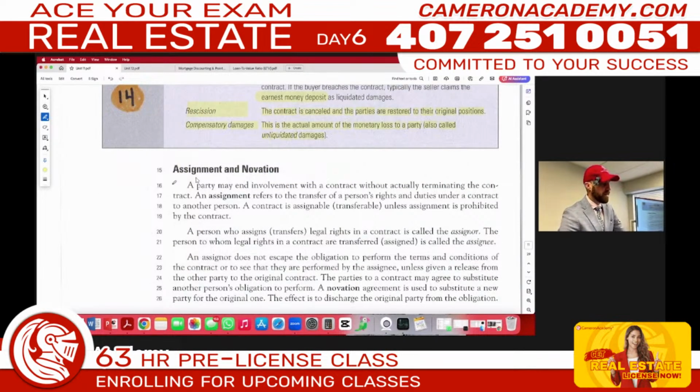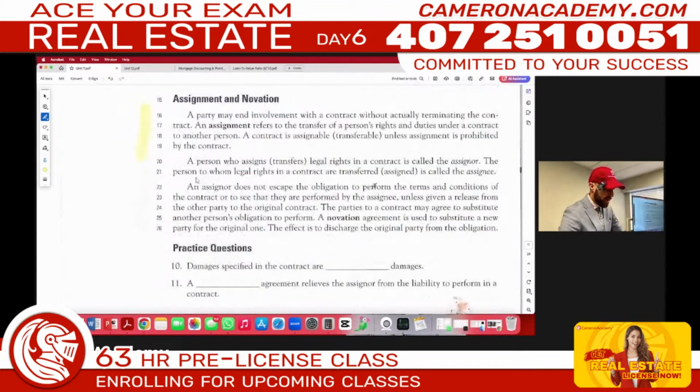It is possible sometimes for people to assign their agreement to another party to fulfill the obligations. We call that assignment of contract. But all parties have to sign a separate agreement. It starts with an N. It's on line 25 and 26. Highlight this. It's a novation agreement. It substitutes a new party for the original.